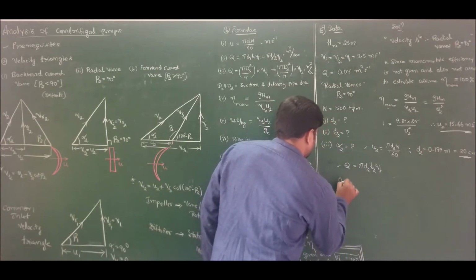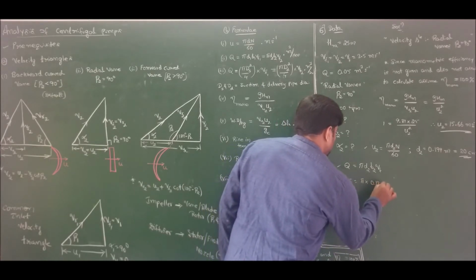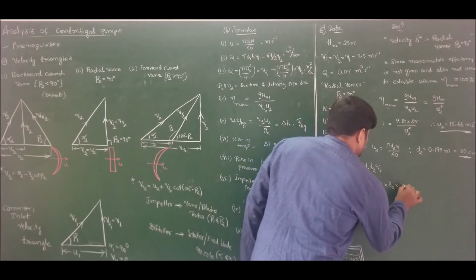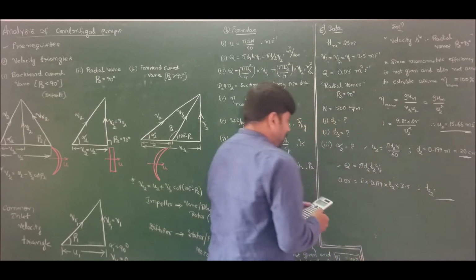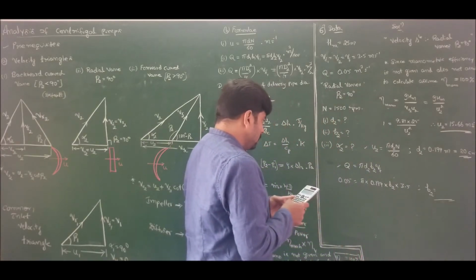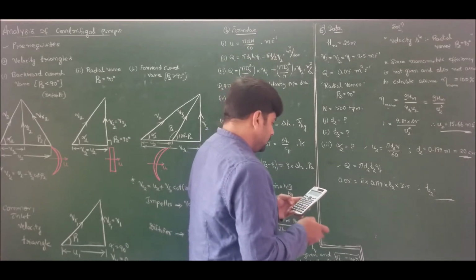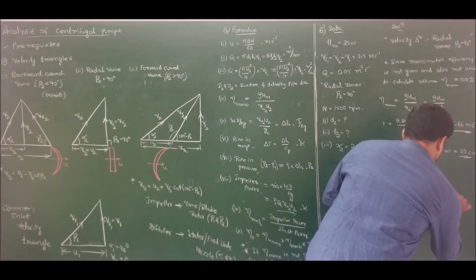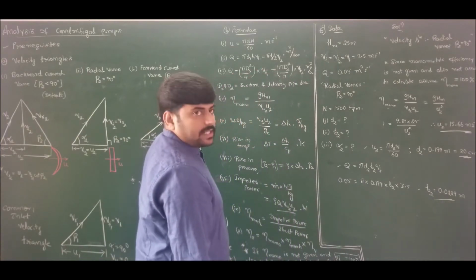Q is given as 0.05, which is equal to pi into D2, calculated as 0.199, into B2, the unknown. Flow velocity is given as 3.5 meter per second. If I solve, I will get the width of the blade at tip as 0.05 divided by pi into 0.199 into 3.5, that is 0.0229 meters. That is 2.3 centimeters, the width of the vane at tip.